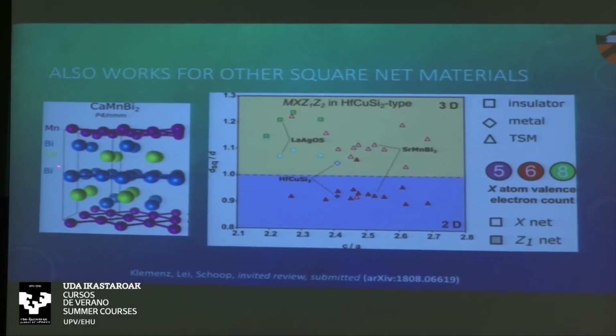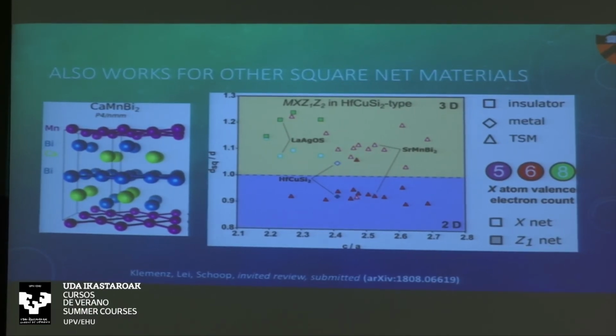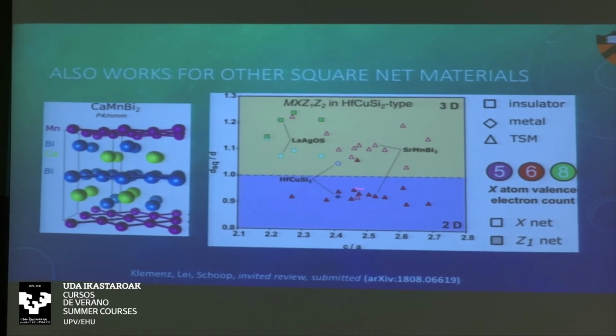So here's one. It's basically the same structure, but it has an extra square net stuffed in. And so then we have 2 square net parameters for each compound to plot. But we found then for every confirmed topological semimetal in this structure, one of the square nets has its parameter lying in this distance ratio below.